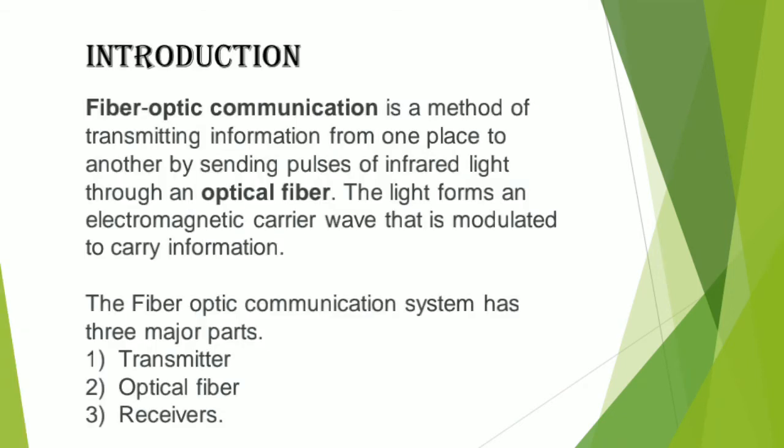Fiber optic communication is a method of transmitting information from one place to another by sending pulses of infrared light through an optical fiber. The light forms an electromagnetic carrier wave that is modulated to carry information. The fiber optic communication system is divided into three major parts. The first one is a transmitter, second is optical fiber, and third is a receiver. So we can see those parts one by one.